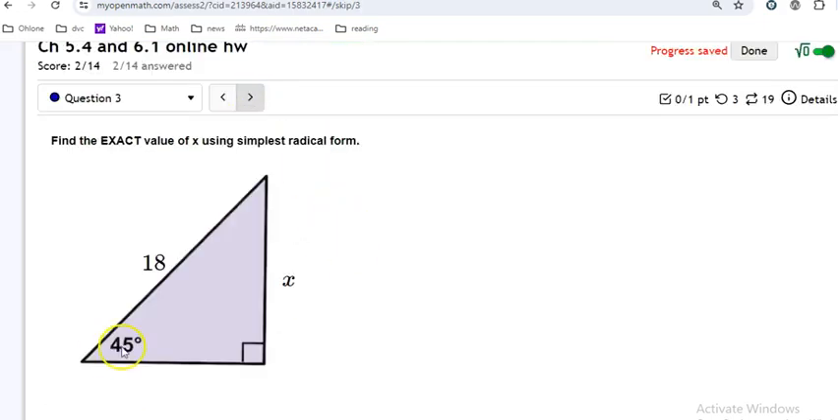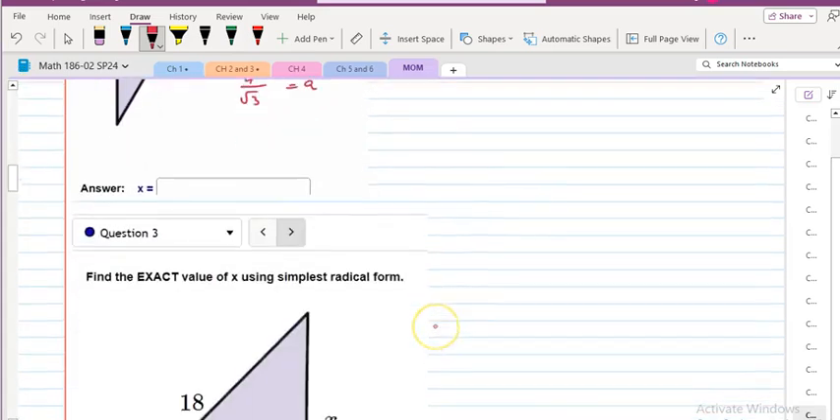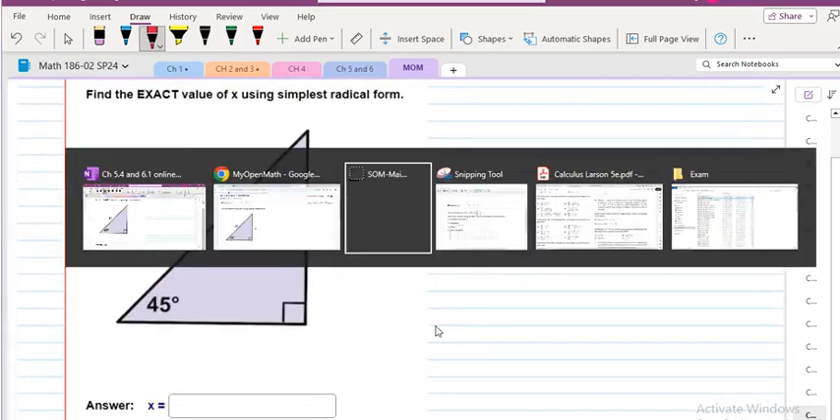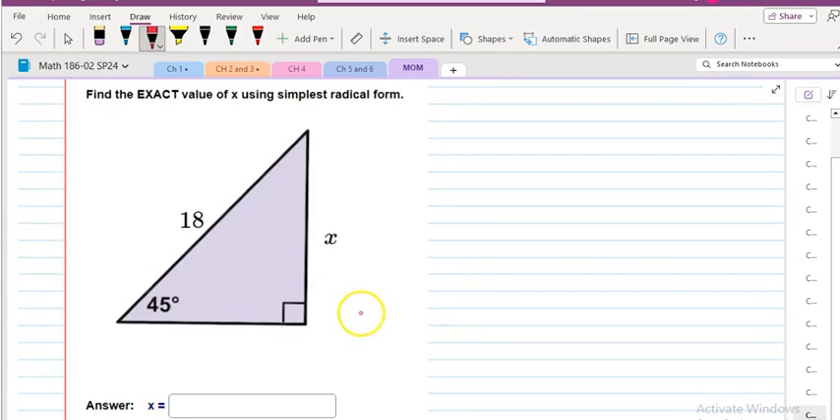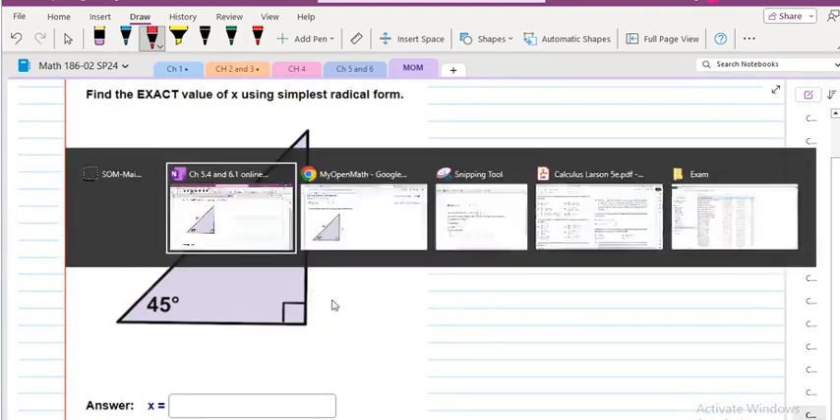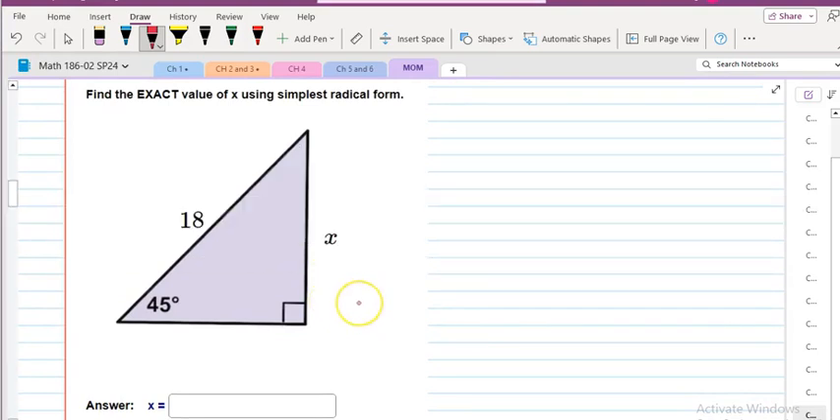Question 3 is a 45-degree right triangle. We want the exact value, so let's use the template for a 45-45-90 triangle. Oh, this doesn't look like a 45, okay, just roughly. If it is a 45 right triangle, I know the sides are A, A, and root 2 A.